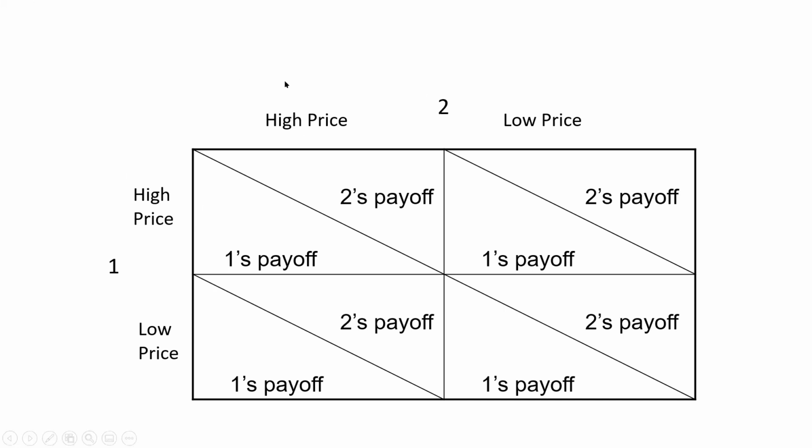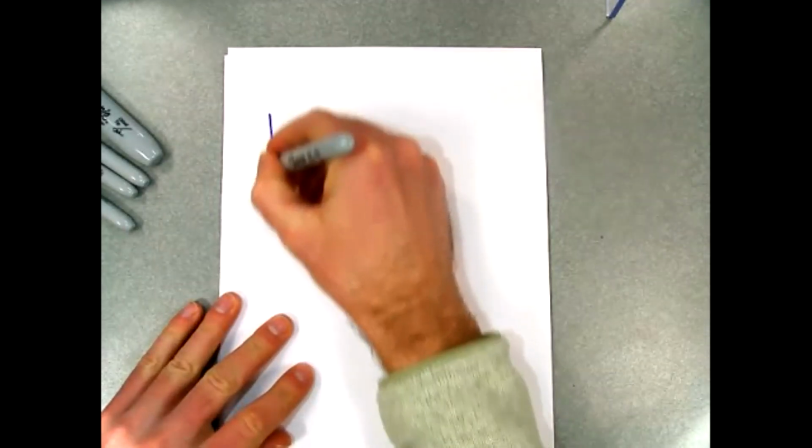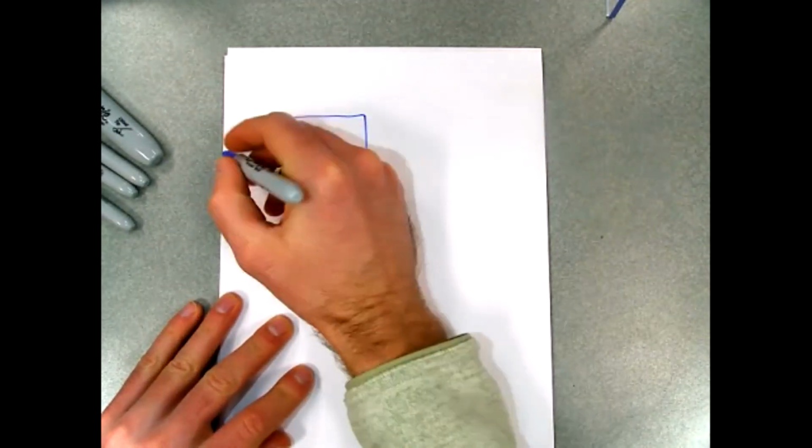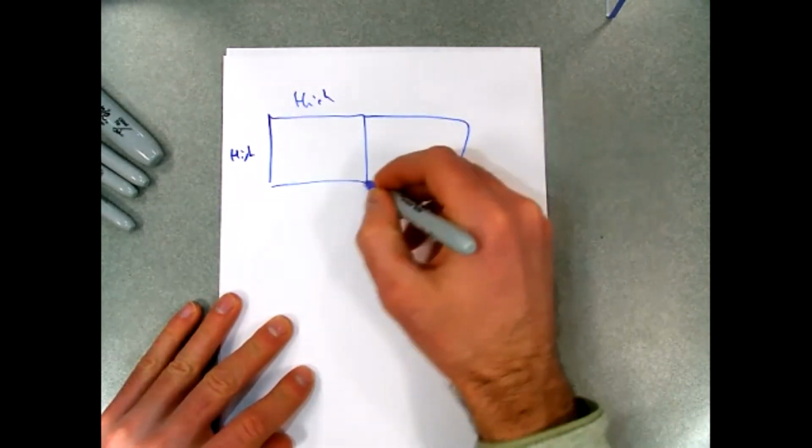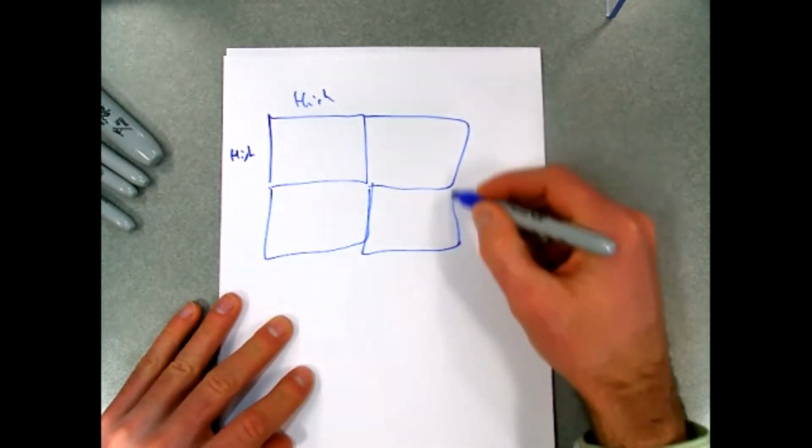If both firms were setting high prices, these would depict their payoffs. I'll write these out in a slightly different way. Sometimes instead of looking like this, I'll draw out the payoff of a high price, and then there are these other ones as well, but just to be complete.